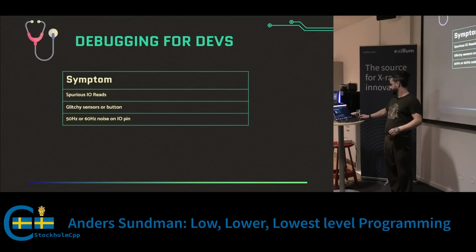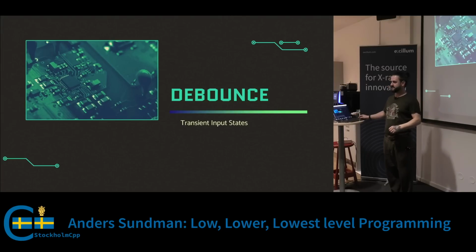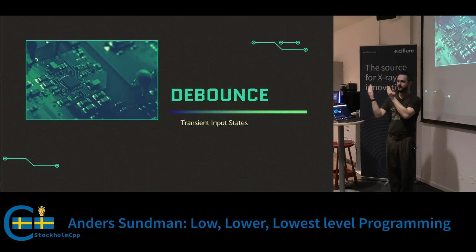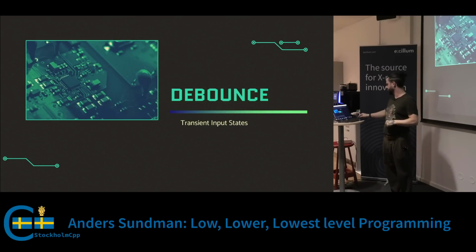All right, I have one more. Debouncing is also a classic thing. We solve it in software because we forgot to solve it in hardware. If you have a transient input state, let's say we're measuring how many times something passes in front of a sensor, or again, how many times someone presses a button.